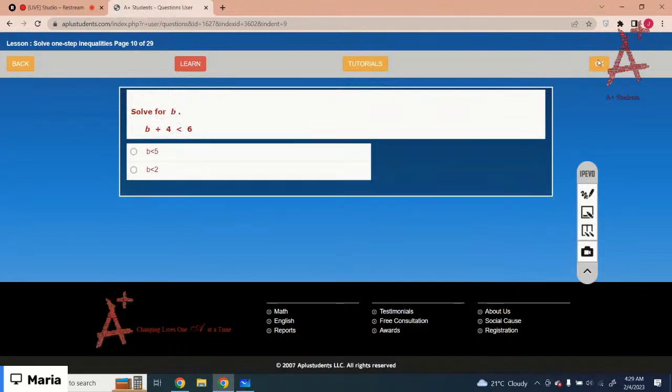Okay, the next one is b plus 4 is less than 6. So you have to isolate the variable b. So you have to subtract 4 from both sides. So you're left with 6 take away 4 is, yes, very good. That is option number 2. B is less than 2. That is the correct option.